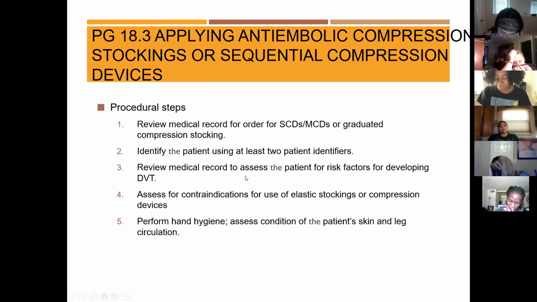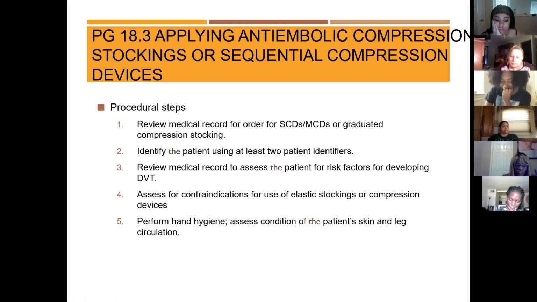So make sure you have an order for either of these things before you do anything. Don't just go get them and put them on your patient. Make sure you have orders for them, all right? Like we do with everything else, make sure you identify your patient, all the things.